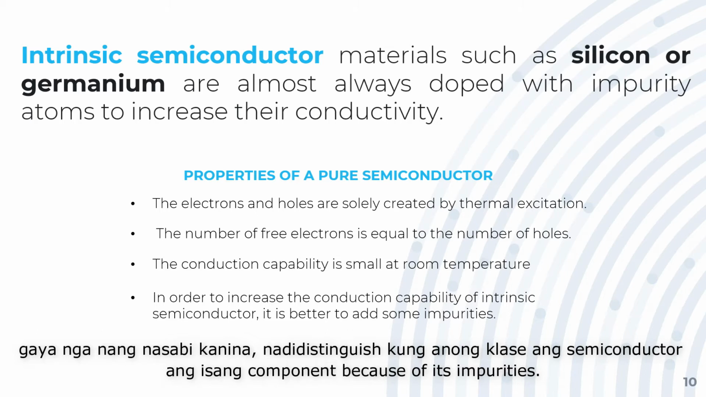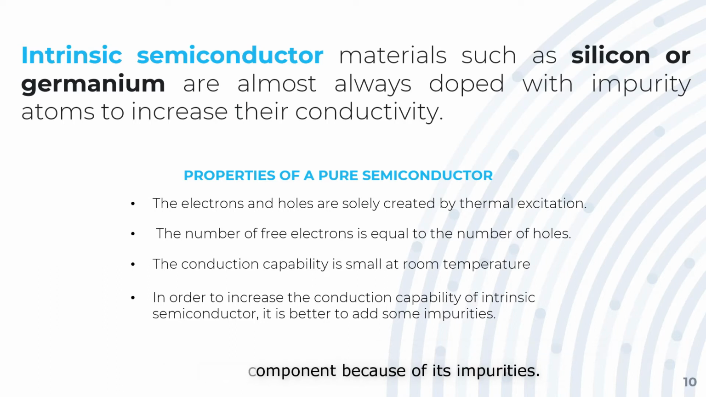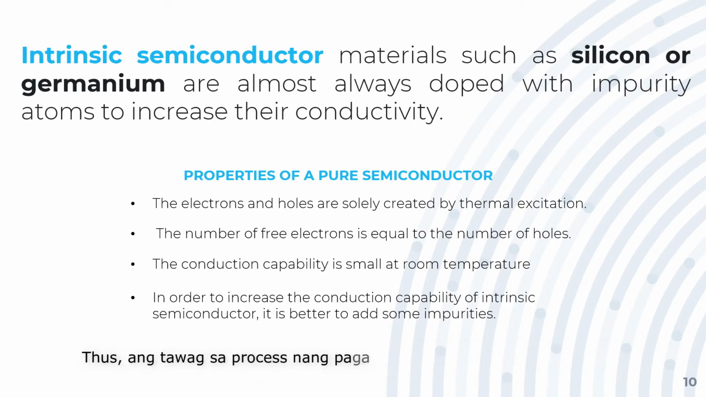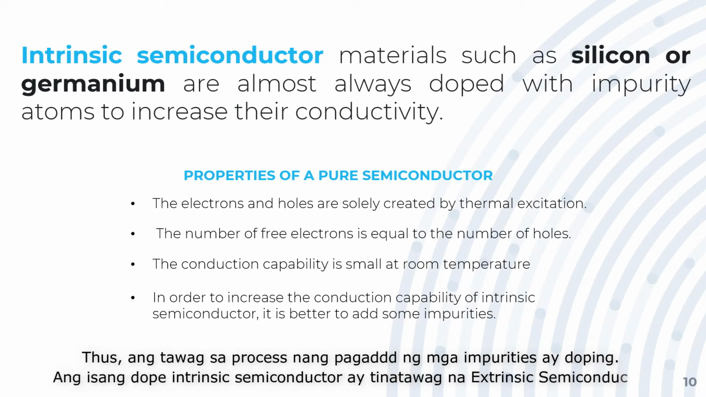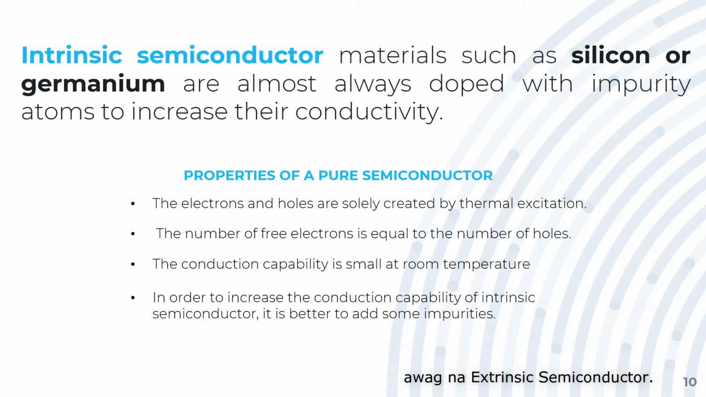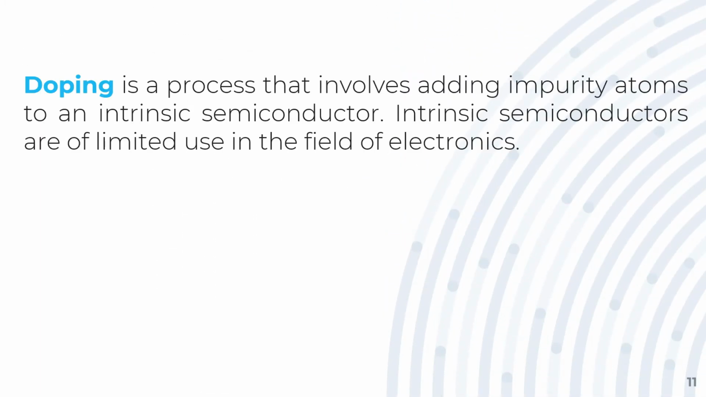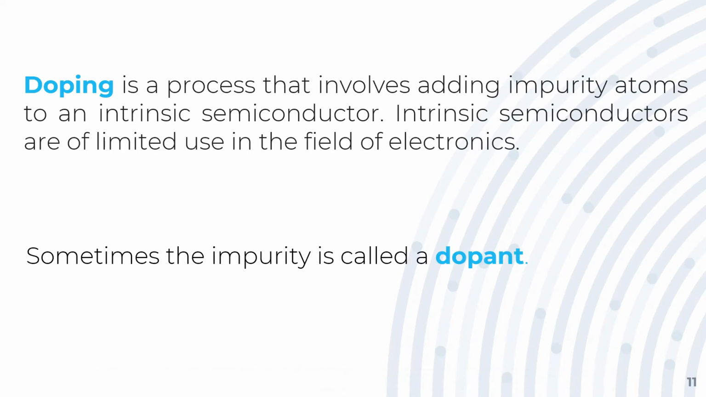nadidistinguish kung anong klase ng semiconductor ang isang component because of its impurities. Thus, ang tawag sa process ng pag-add ng mga impurities ay doping. Ang isang doped intrinsic semiconductor na ngayon ay tinatawag ng extrinsic semiconductor. Doping is a process that involves adding impurity atoms to an intrinsic semiconductor. Intrinsic semiconductors are of limited use in the field of electronics. The impurities cause the material to conduct current in certain ways. Sometimes, the impurity is called a dopant.